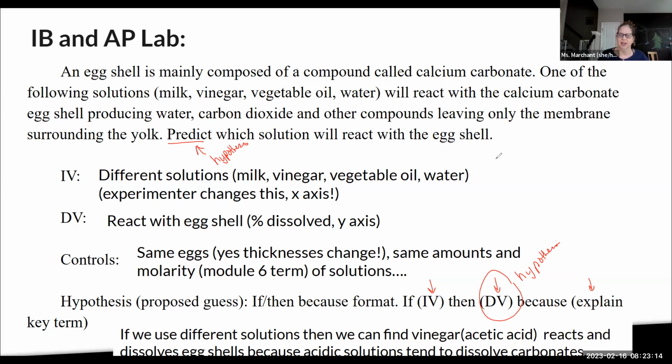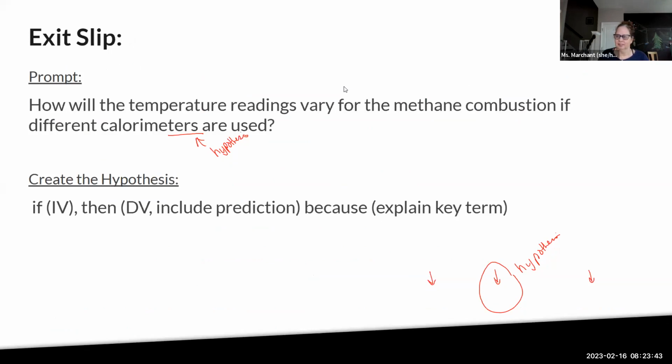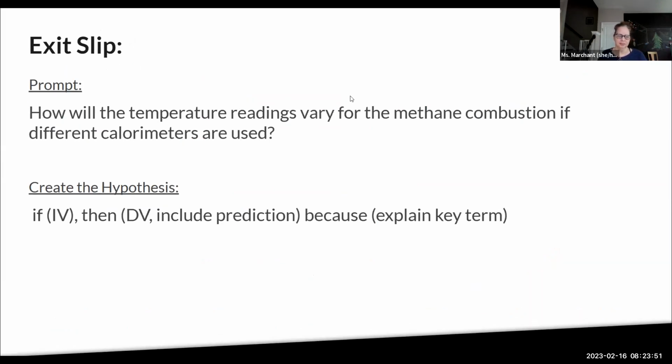It's not okay if you change your hypothesis after you get more data. After the whole experiment's done, then you can say, okay, now I'm going to revise my thought process based on this paper or this study or this experiment. And that's true science. The controls, do make sure same eggs, same amounts of each solution, same molarity of each solution, etc., etc. And there's that exit slip so that you can look through that, hit pause and see how you do.